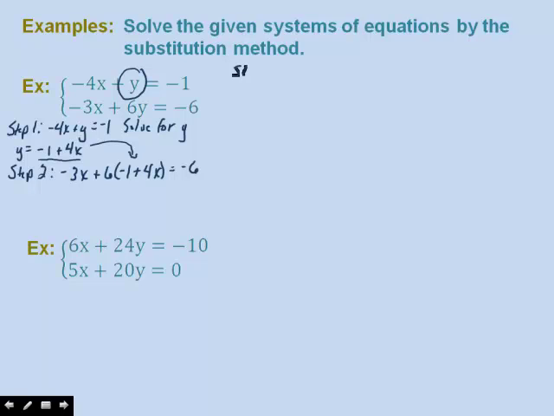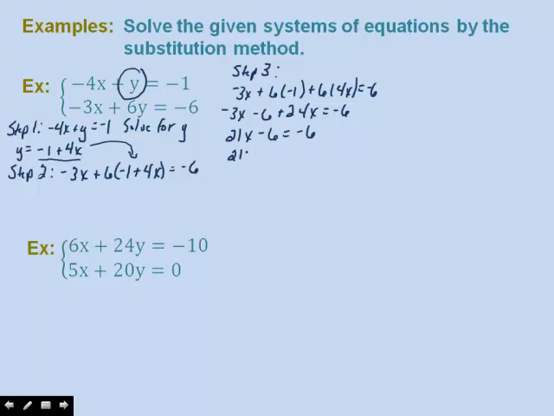For step 3, we're taking that equation we got in step 2 and just solving it for x in this case, since that's the variable we have. So we're going to distribute the 6. So we have 6 times negative 1 plus 6 times 4x. That gives us negative 3x minus 6 plus 24x is equal to negative 6. If we combine like terms, we end up with 21x minus 6 is equal to negative 6.